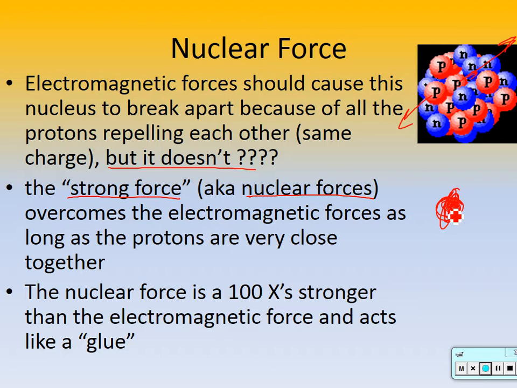Okay, there's this thing called the nuclear strong force. It holds the nucleus together. We've talked about that. The nuclear force is 100 times stronger than the electromagnetic force. So it's a very, very strong force, and it acts like a glue to hold that nucleus together. So even though the protons want to repel because of the electromagnetic force, that nuclear force is 100 times stronger. So it's not going to let those protons push each other apart. That nucleus is still going to be stable as long as it's not too big.